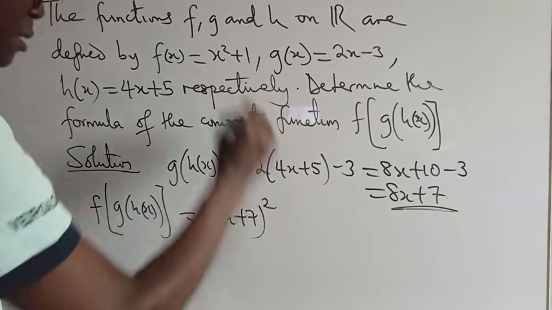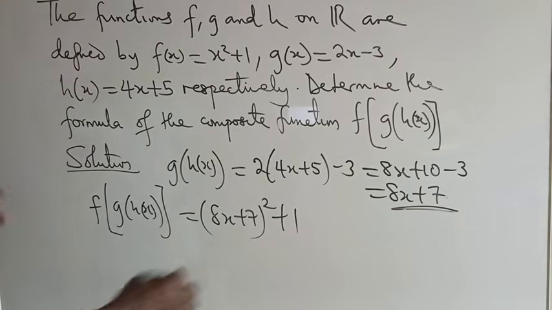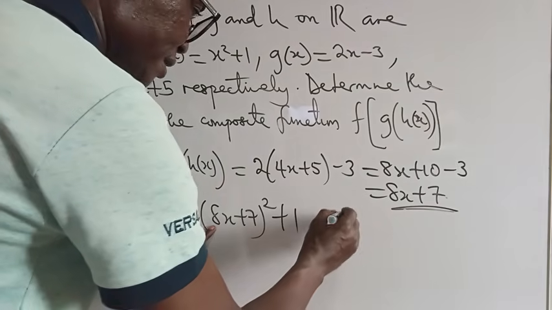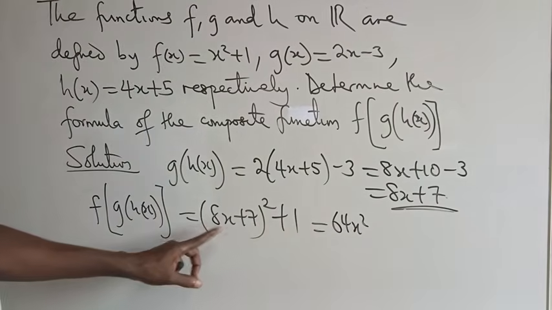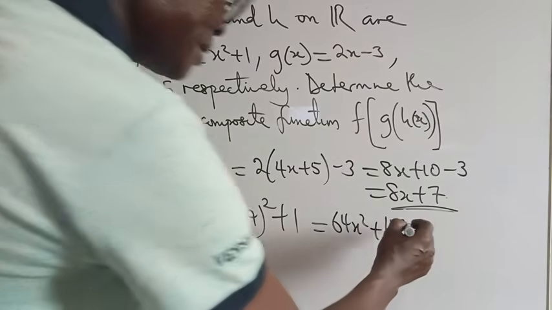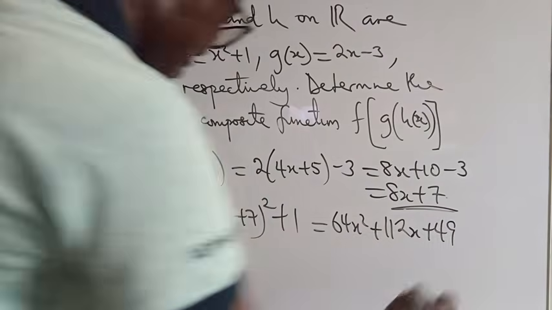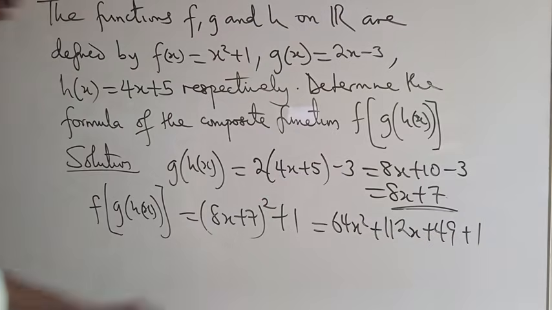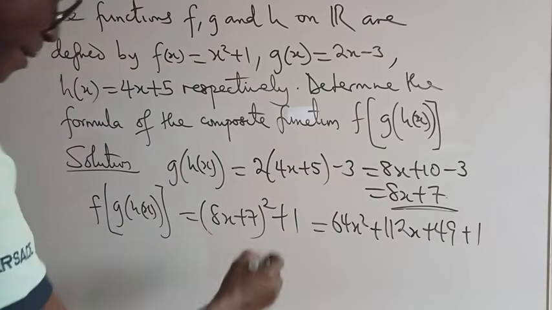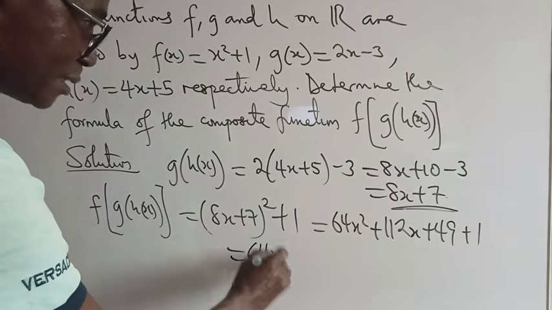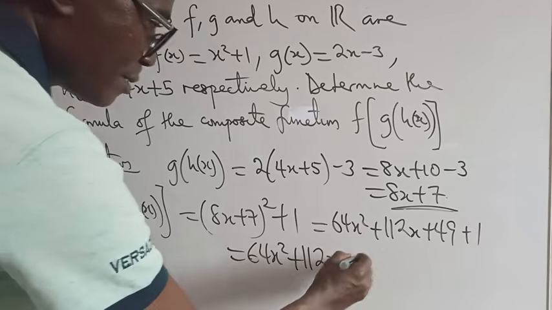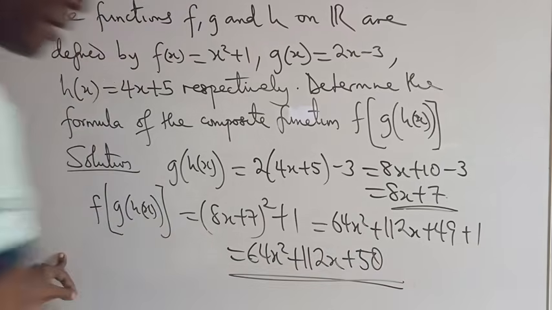Squared, plus 1. If we expand this by simple expansion, this will give us 64x squared, 112x plus 49, then plus 1. The expansion of this will give you this, then the remaining plus 1, you write it there. So that was 64x squared plus 112x plus 50. So that's the answer.